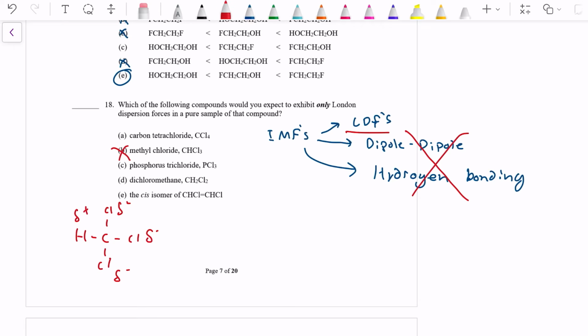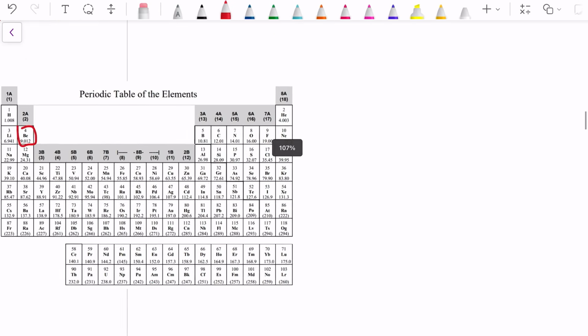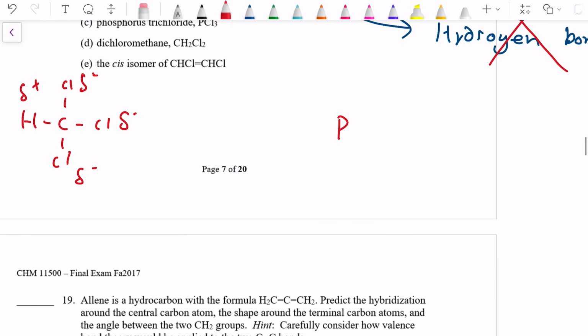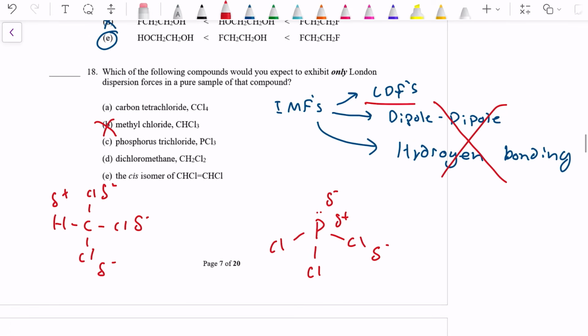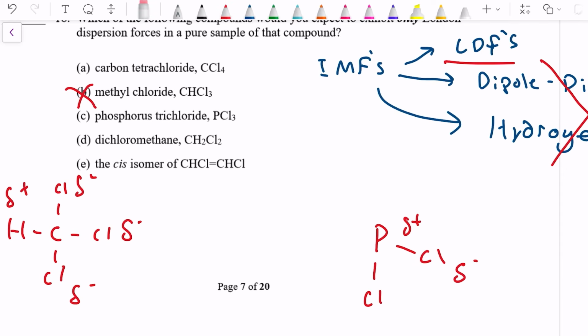Phosphorus trichloride looks something like this. Here we're going to have a lone pair, which is extremely partially negative. And then our phosphorus probably has a partial positive charge. And you're going to get dipole-dipole bonding there. Is it worth going through the rest of these? Yeah, we can keep going.